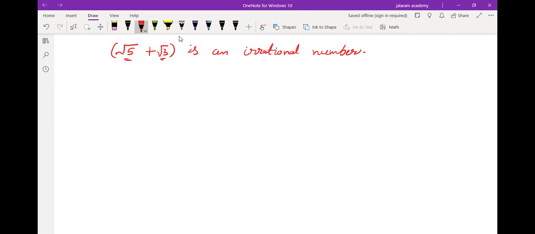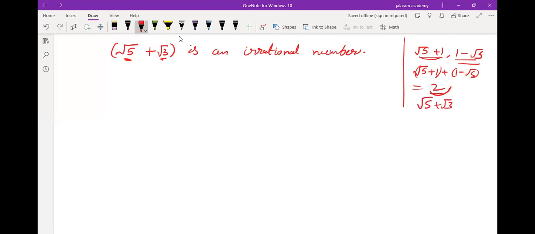Now some students write the reason for this like the sum of two irrational numbers is always an irrational number, which is wrong. Always remember, the sum of two irrational numbers can be rational or irrational both. For example, root 5 plus 1 and 1 minus root 5, these two are irrational numbers. But if we add them, root 5 will be cancelled out, we get 2, and 2 is a rational number. Means the sum of two irrational numbers can be rational as well as irrational.